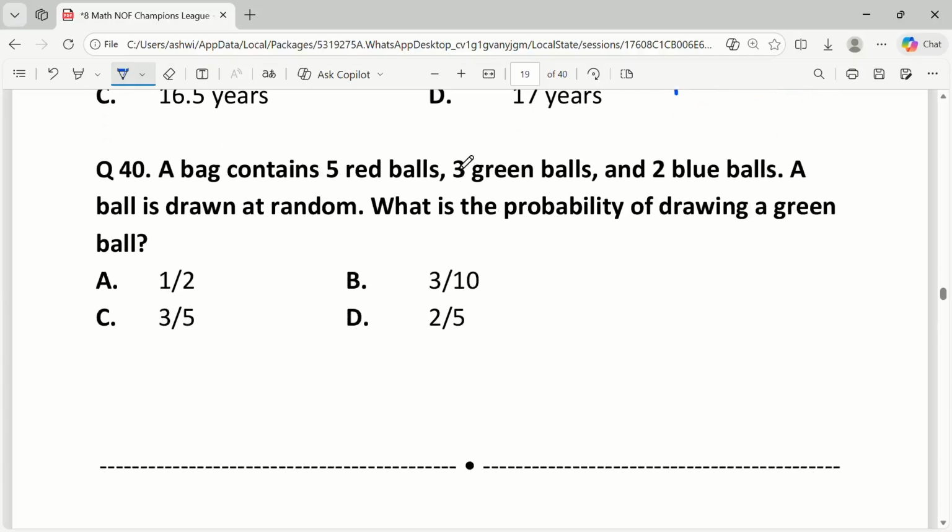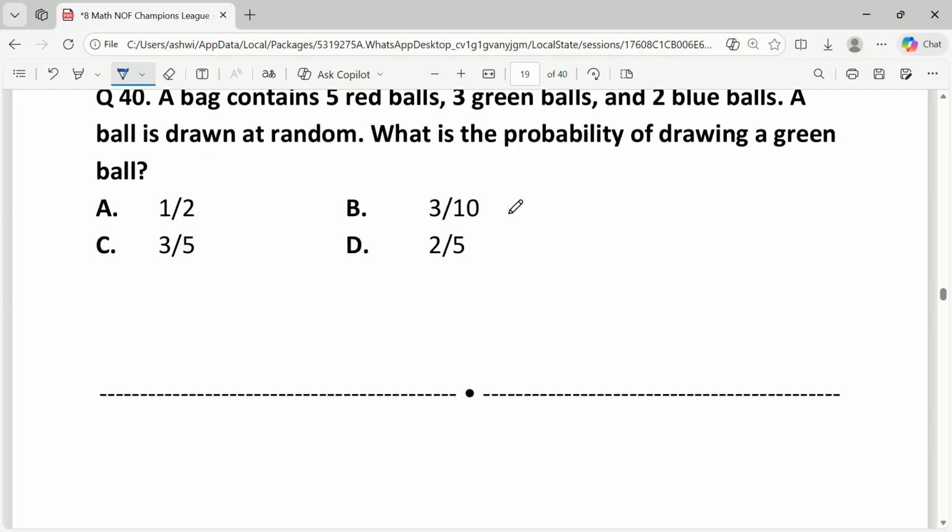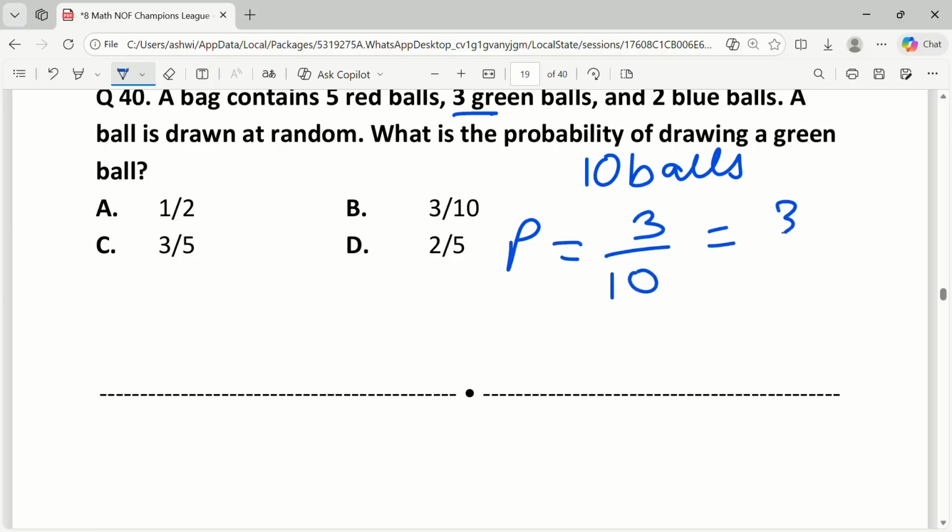Question 40. A bag contains 5 red balls, 3 green balls and 2 blue balls. A ball is drawn at random. What is the probability of drawing a green ball? The total number of balls will be 10, which is 5 plus 3 plus 2. The number of green balls is 3. So the probability of drawing a green ball is the number of green balls upon the total number of balls, which is equal to 3 by 10, which is option B.